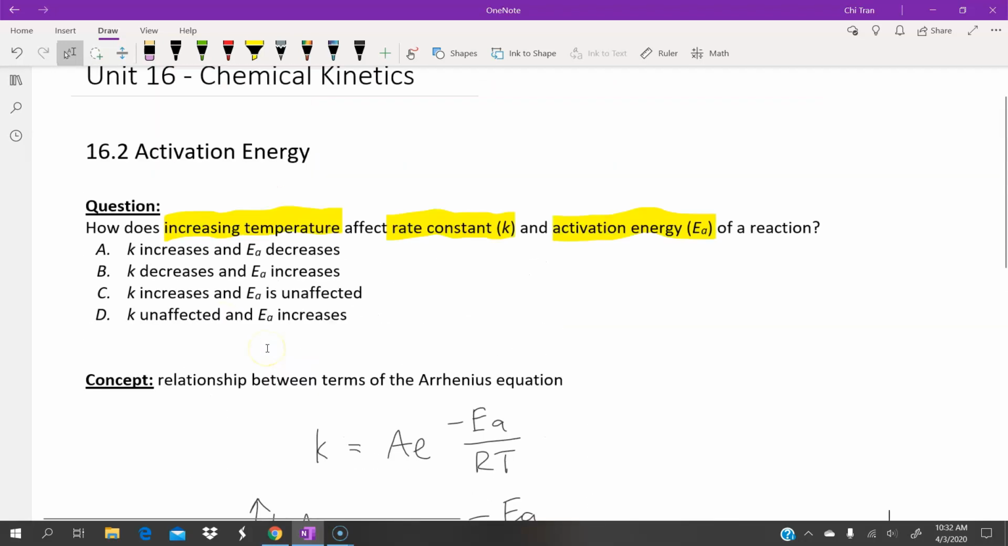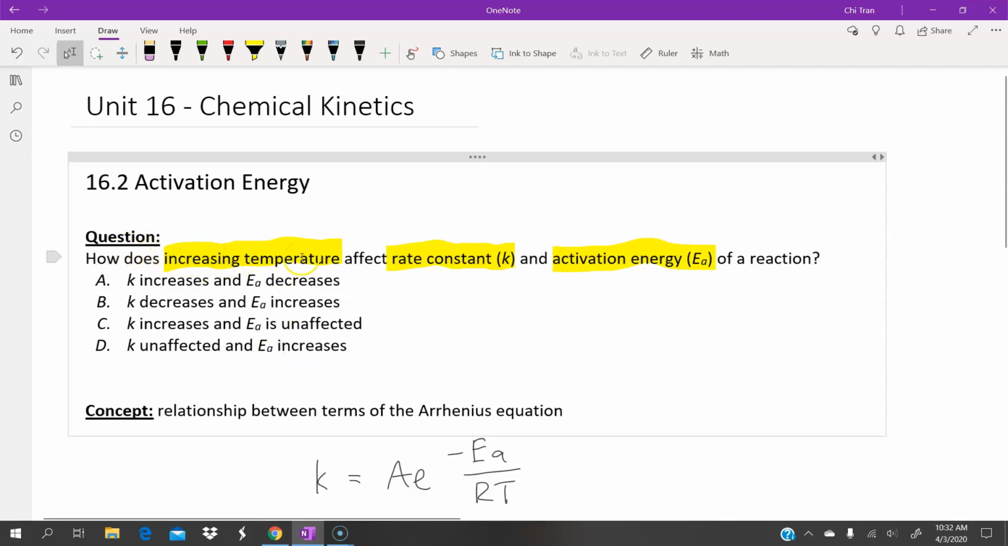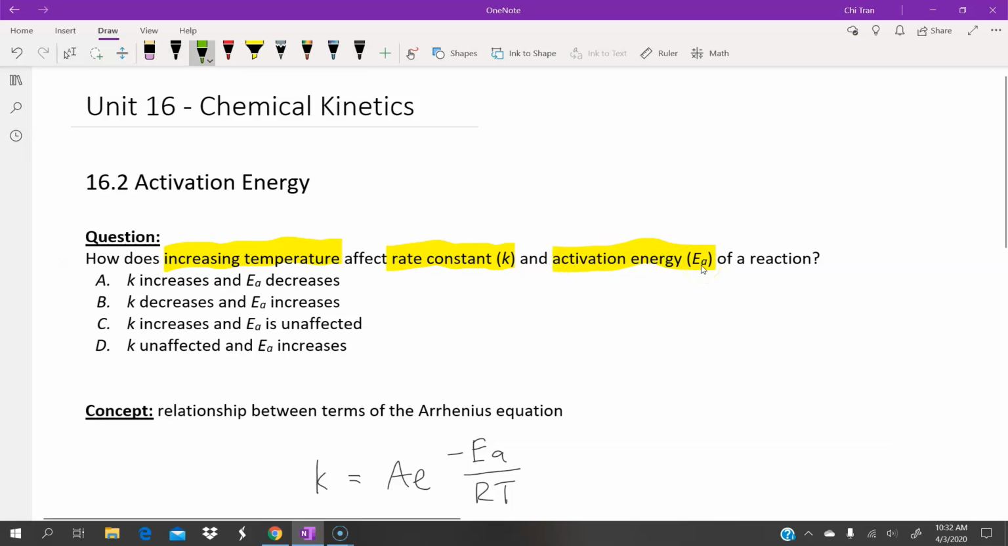So if we were to go back to our question, they asked, how does temperature affect rate constant and activation energy? So we know increasing temperature increases rate constant but doesn't affect activation energy. So our final answer is C.